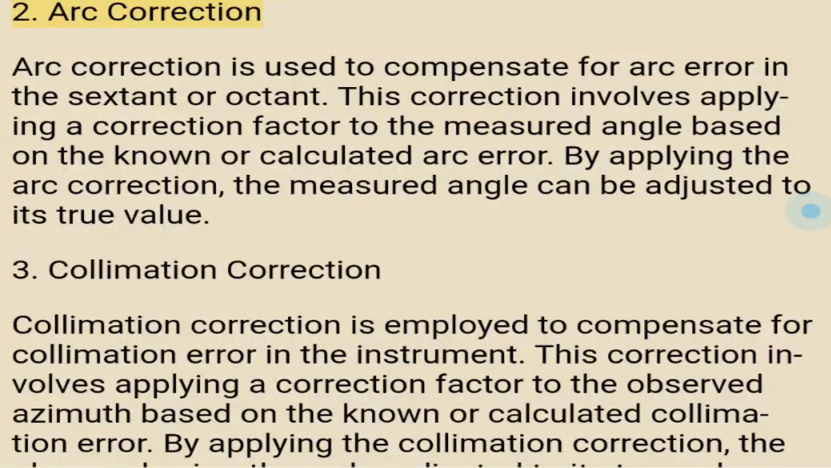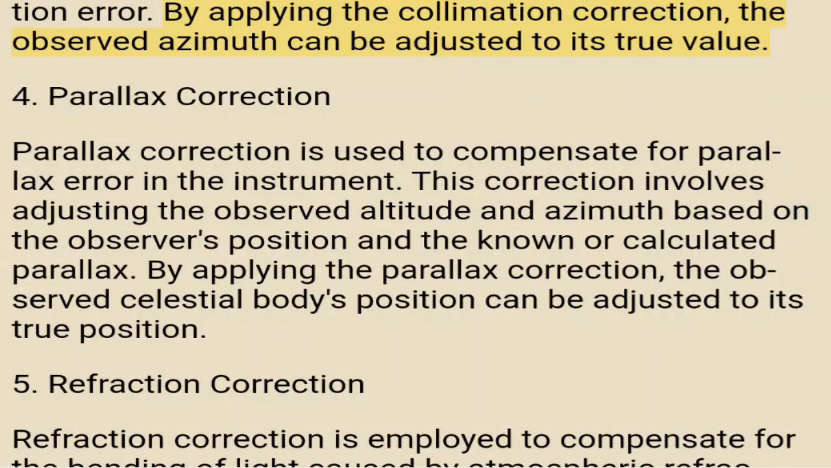2. Arc correction. Arc correction is used to compensate for arc error in the sextant or octant. This correction involves applying a correction factor to the measured angle based on the known or calculated arc error. By applying the arc correction, the measured angle can be adjusted to its true value. 3. Collimation correction. Collimation correction is employed to compensate for collimation error in the instrument. This correction involves applying a correction factor to the observed azimuth based on the known or calculated collimation error. By applying the collimation correction, the observed azimuth can be adjusted to its true value.